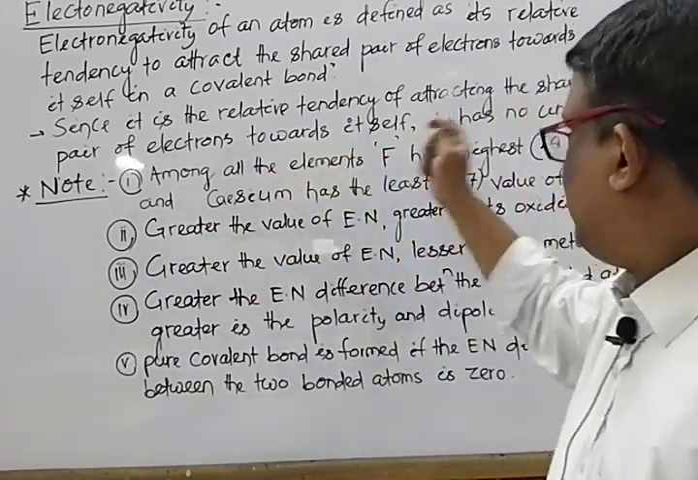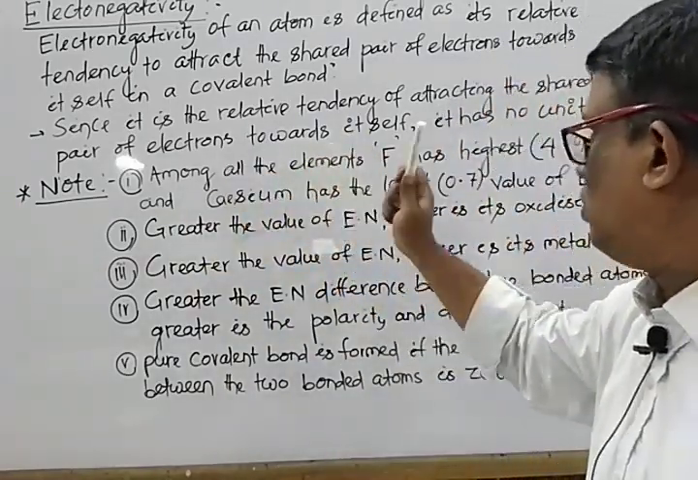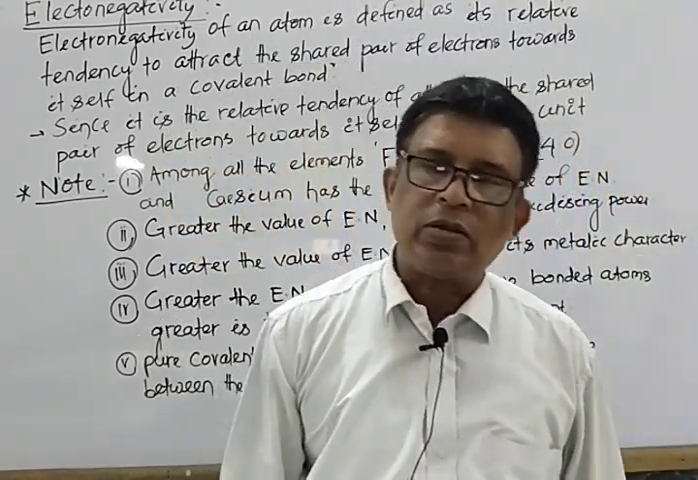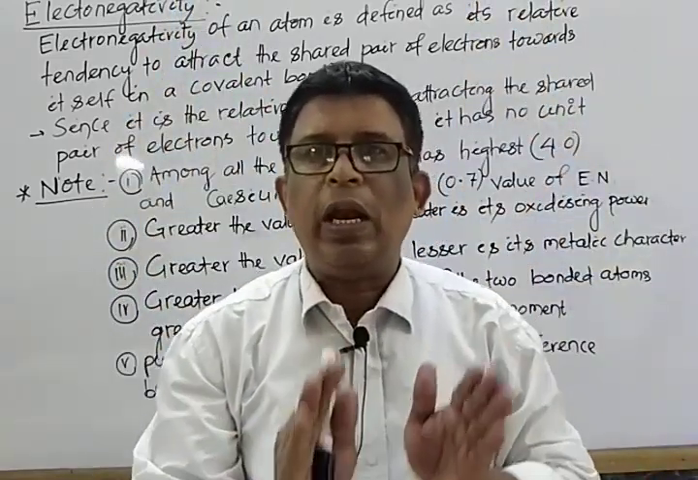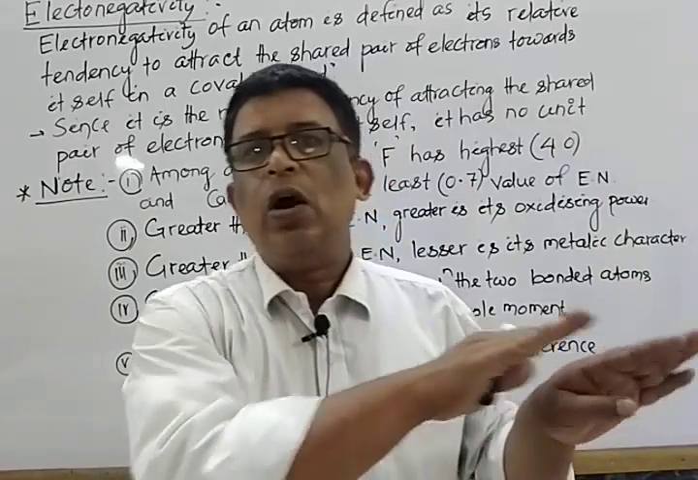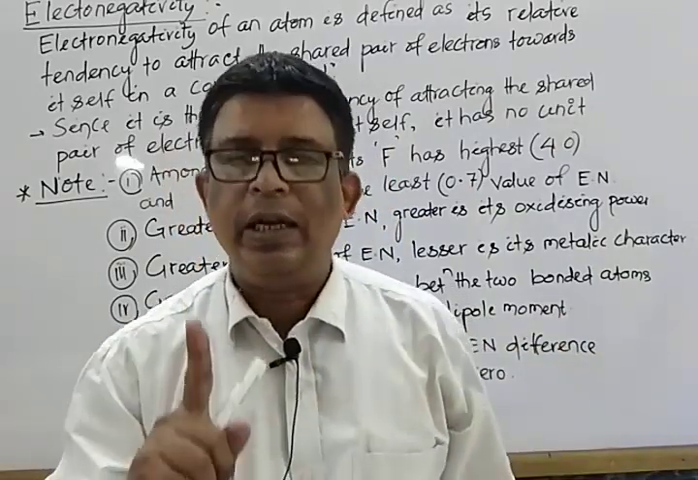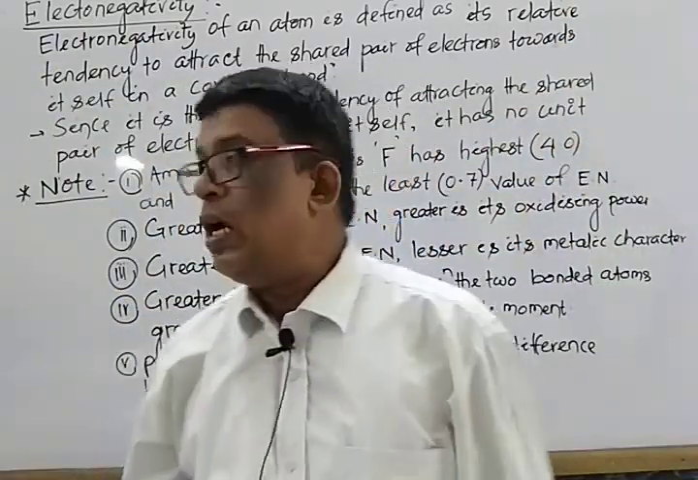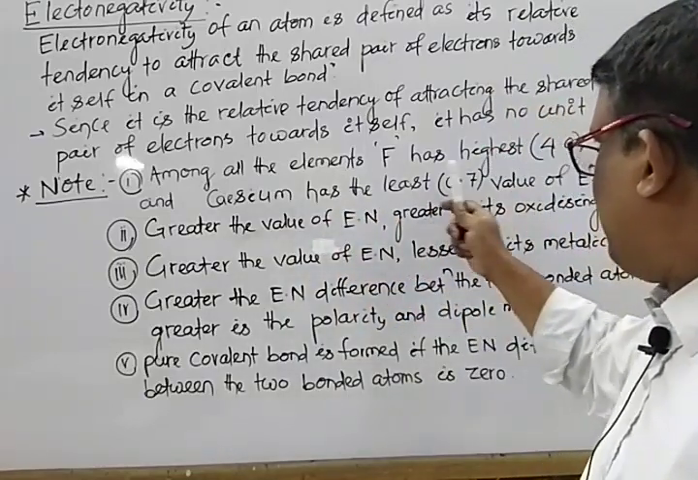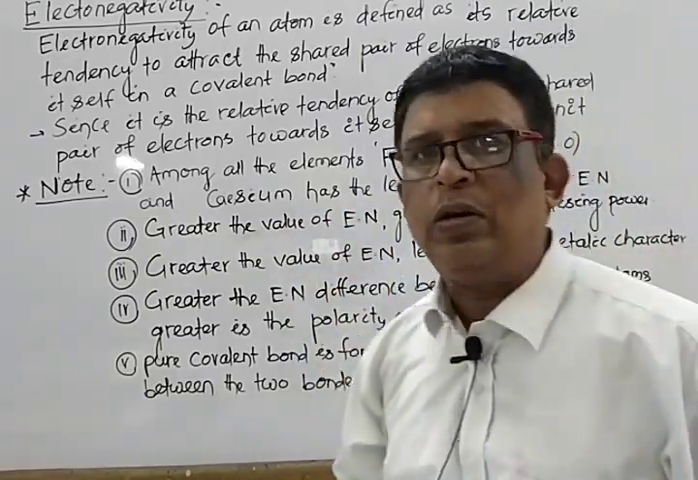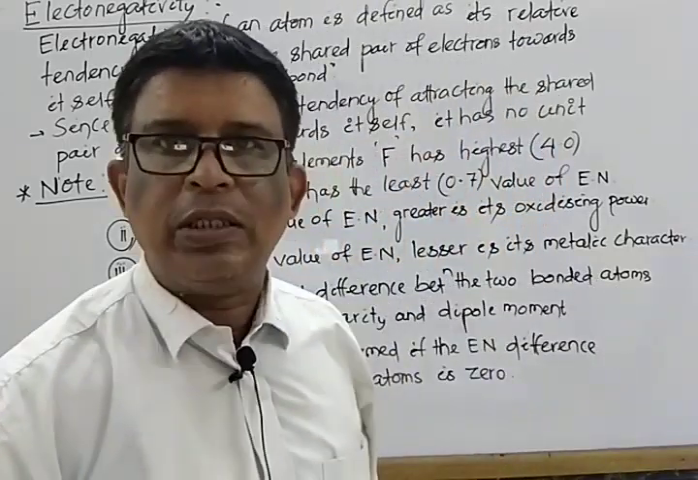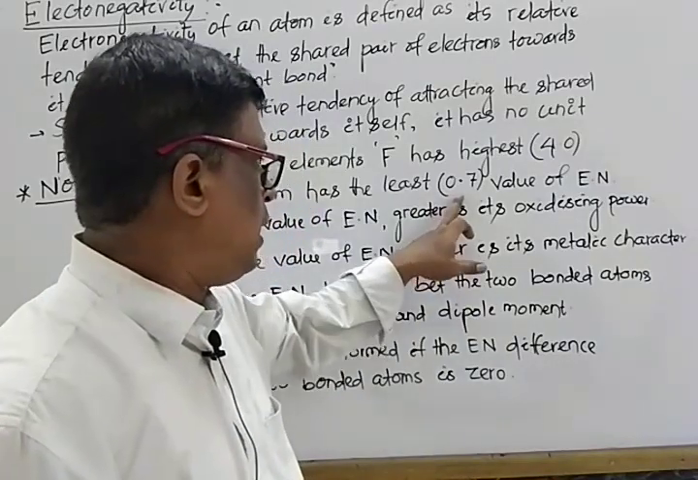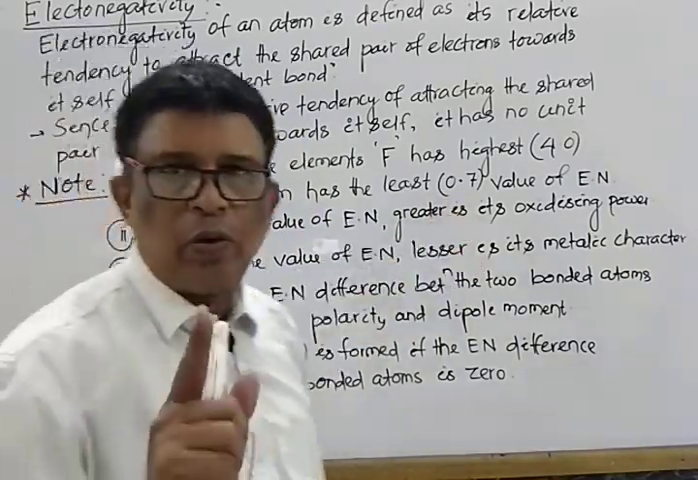Since it is a relative tendency of attracting the shared pair of electrons towards itself, it has no unit. Already discussed, from top to bottom this value gradually decreases, while across a period this value gradually increases. Note down some important points. In the total periodic table, fluorine possesses the highest value of electronegativity, that is 4.0, while cesium, Cs, possesses the least value of electronegativity, that is 0.7. We have to remember this value.